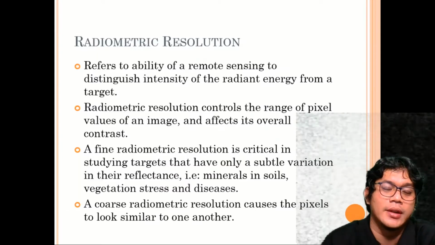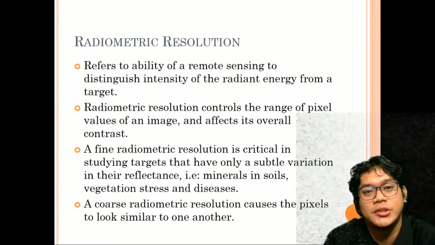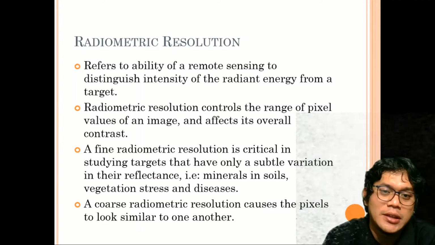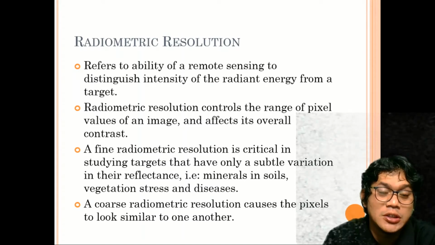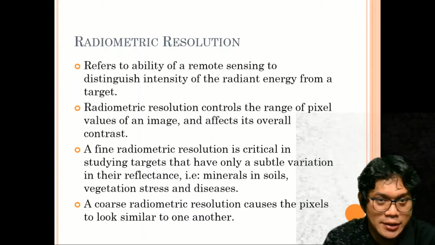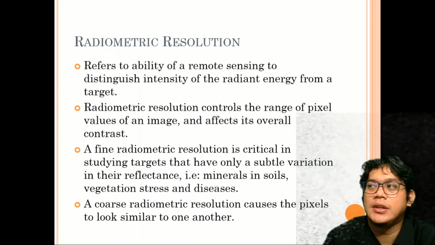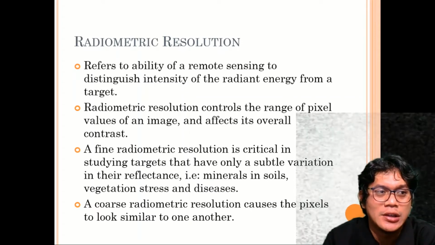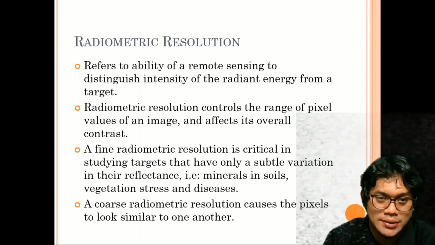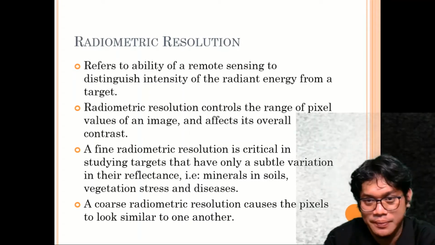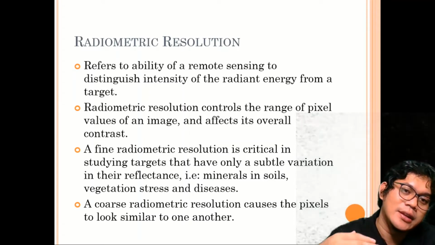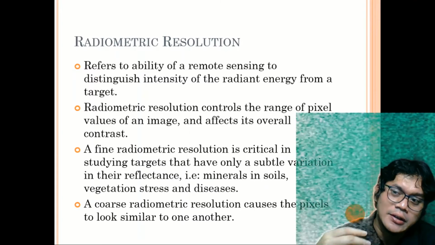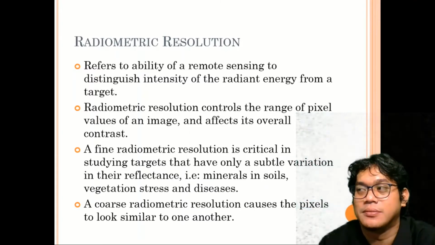Okay, and the last one will be the radiometric resolutions, which refers to the ability of the system to distinguish the intensity of the radiant energy. So basically, it's about how well the system is able to sense the intensity of the wavelengths. The better it can distinguish the intensity, the more information can be captured.